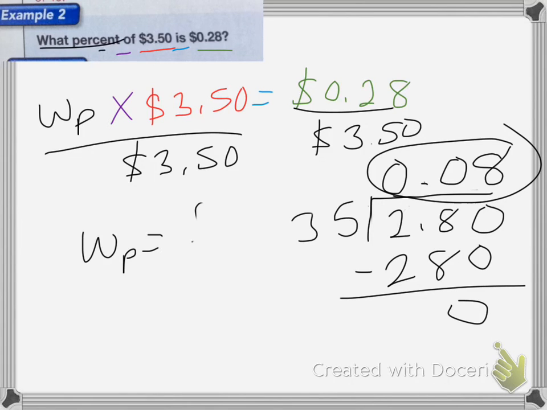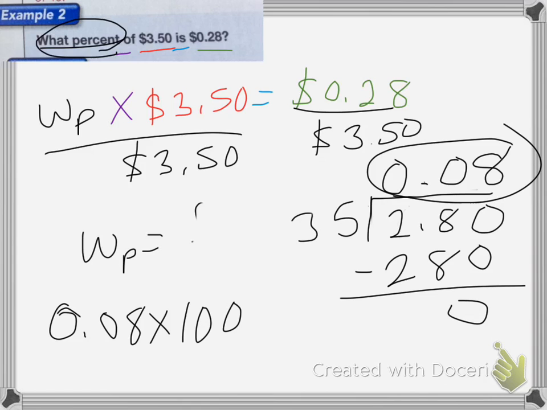But again, I need to know what percent. So I need to change 0.08 to a percent. So 0.08, if I take that and multiply it by 100%, when I multiply it by 100, that means I move the decimal place to the right twice. 1, 2. So my answer is equal to 8%.